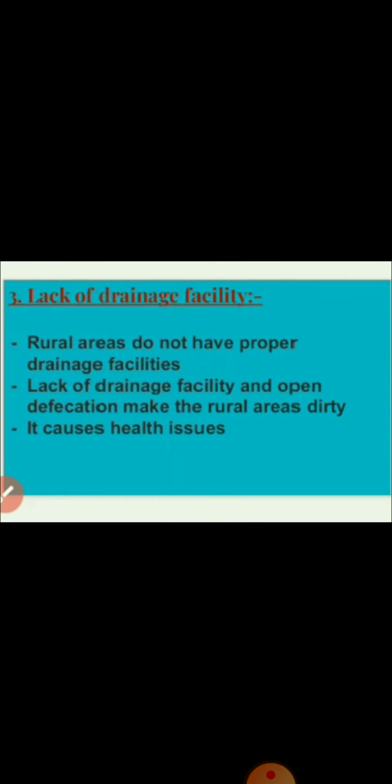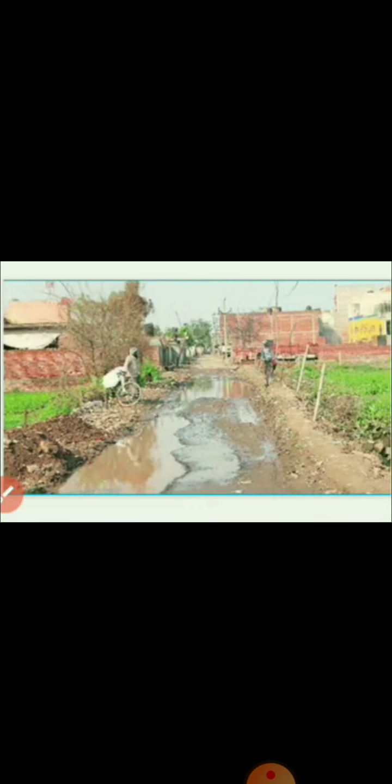Now the next important issue is lack of drainage facilities. Rural areas do not have proper drainage facilities, and due to lack of drainage facilities and open defecation, rural areas are becoming more and more dirty, and this dirtiness is causing various health issues in our rural areas. Here is the picture showing the situation of drainage facilities in our rural areas.